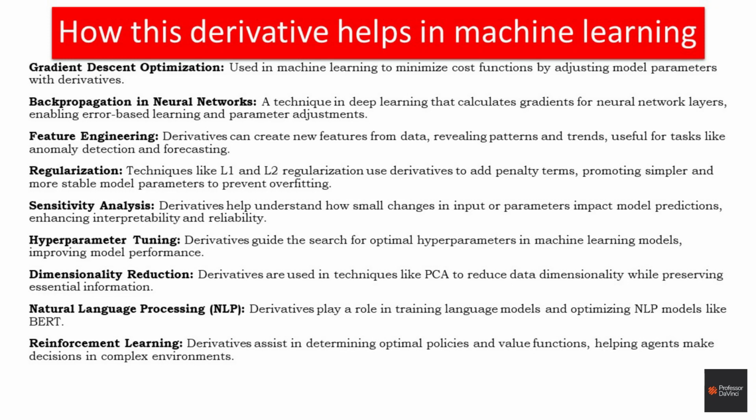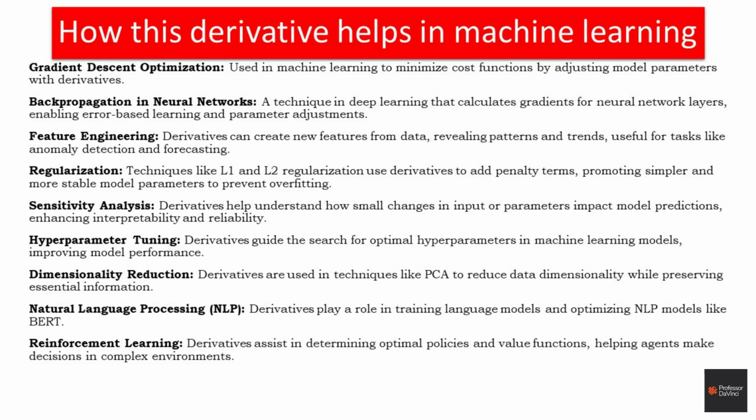The next is backpropagation in neural networks, a technique in deep learning that calculates the gradient for each neural network layer, enabling error-based learning and parameter adjustments. Next, feature engineering. Derivatives can create new features from data, revealing patterns and trends useful for tasks like anomaly detection and forecasting.